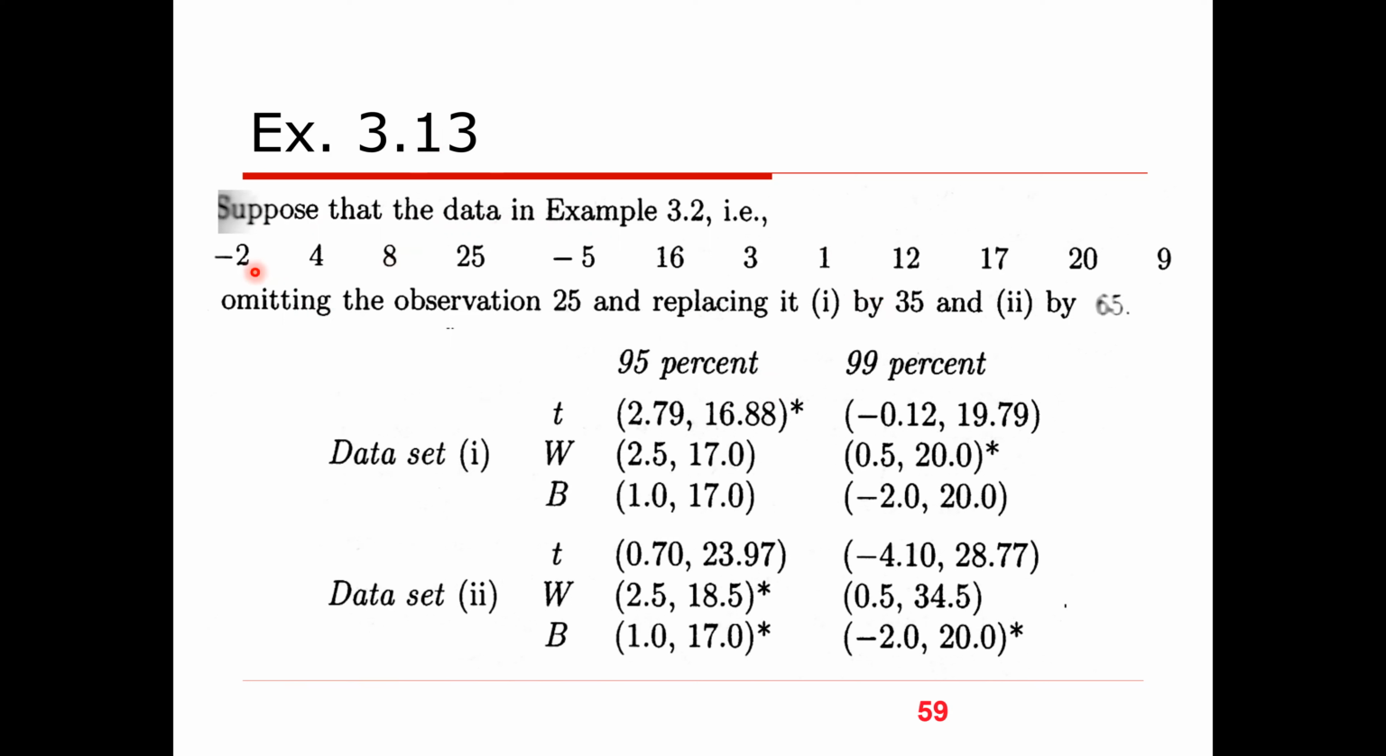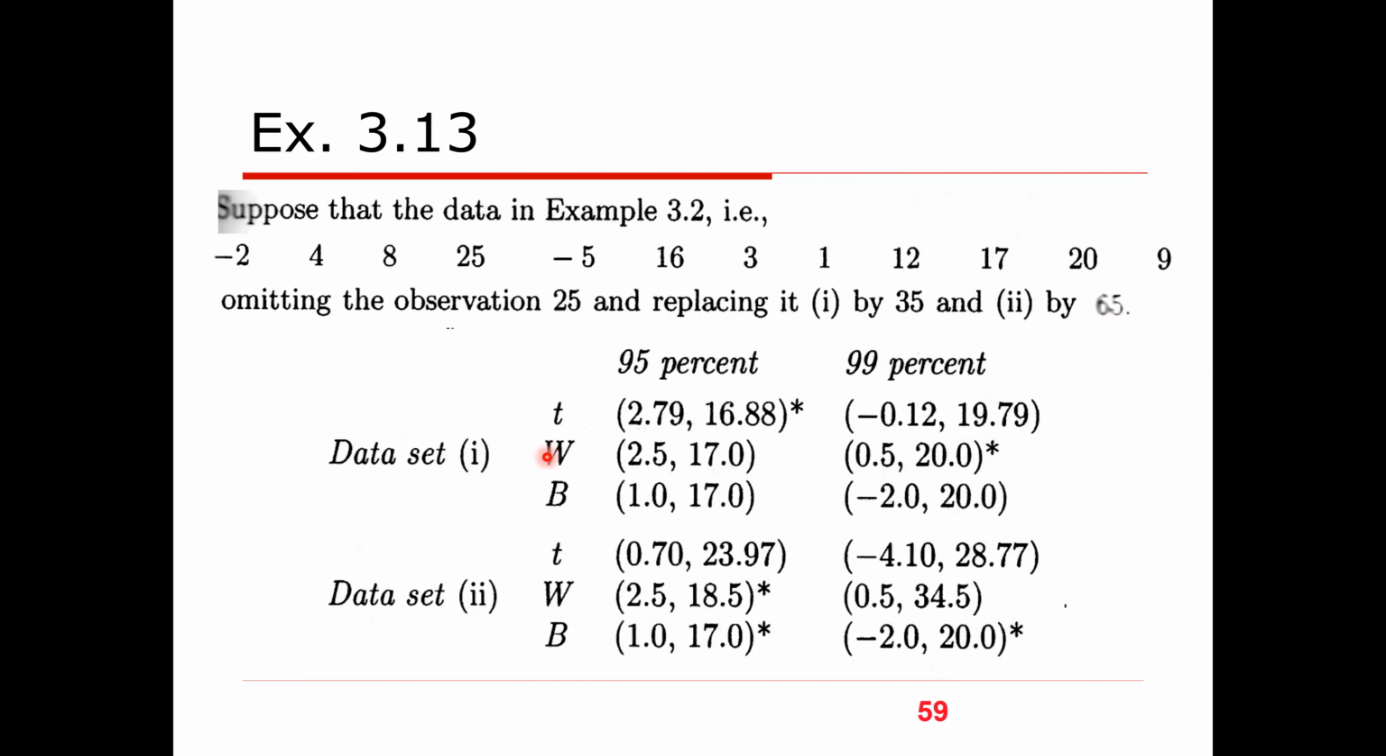No, not the 2 samples. The data from 3.2. Yeah, this sample. So we can omit a few values and replace them with 2 different values, which means we want to make some extreme observation even more extreme, such as 25. It's an extreme observation because it's the largest one. And now we want to replace it by 35, and then replace it by 65 to see if this kind of outliers actually affect our test result.